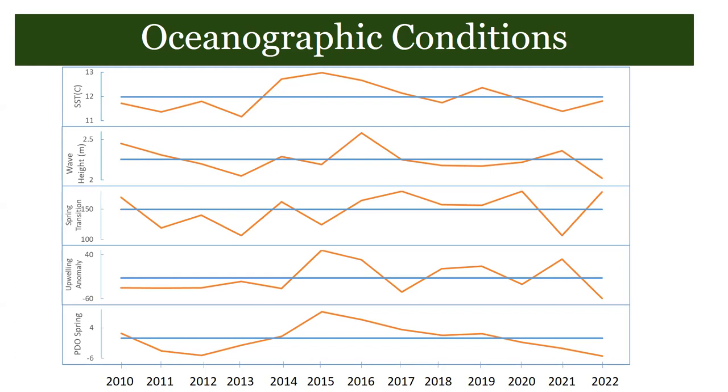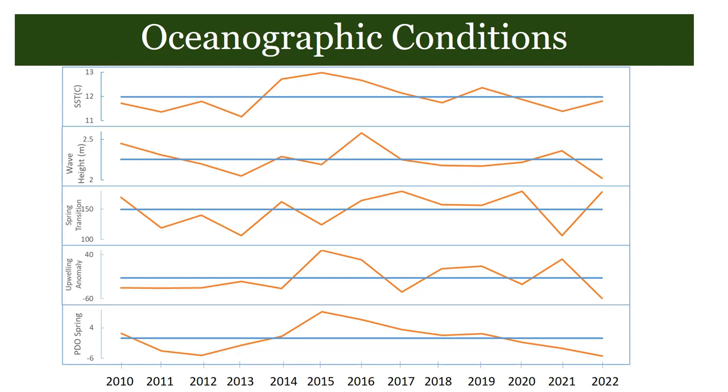Spring transition is the day in which conditions change from mostly downwelling conditions to upwelling conditions. And I'm sure you're all familiar with this, but upwelling is what allows for the high nutrient levels that occur off of our coast. The strength of the upwelling is often measured in different indexes. One is upwelling anomaly. The way to think of this is that the more negative, the stronger the upwelling was during that year, and the more positive, the weaker the upwelling was. And this varied from minus 60 to about 40.